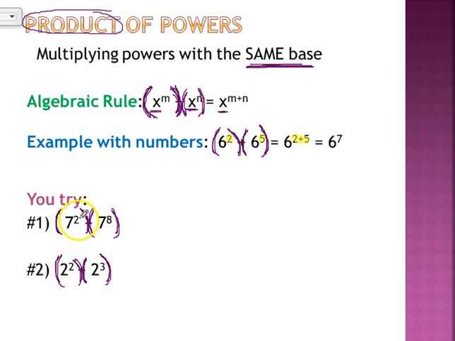So if we have 7 squared times 7 to the 8th power, how can we simplify that expression? Well, the base stays the same, and we add the exponents together. So we're going to add 2 plus 8, which would give us 7 to the 10th. That would be our final answer, 7 to the 10th. The base stays the same, and you add your exponents. So what about number 2? Go ahead and do that one on your own.